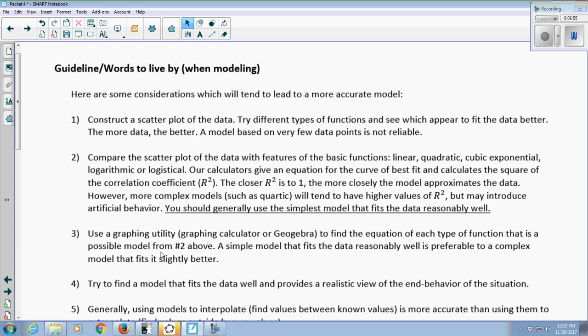So our calculators give an equation for the curve of best fit, and they also give the square of the correlation coefficient. So the closer r squared is to 1, the more closely the model approximates the data. However, more complex models, such as quartic, will tend to have higher values of r squared, but may introduce artificial behavior. So in general, use the simplest model that fits the data reasonably well.